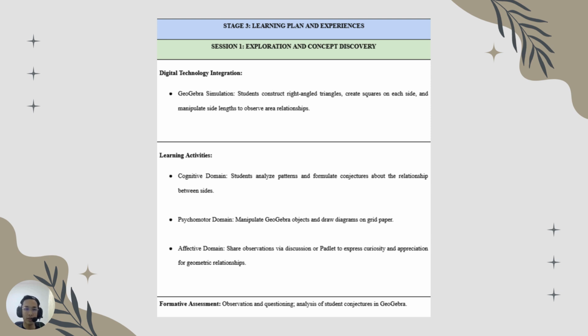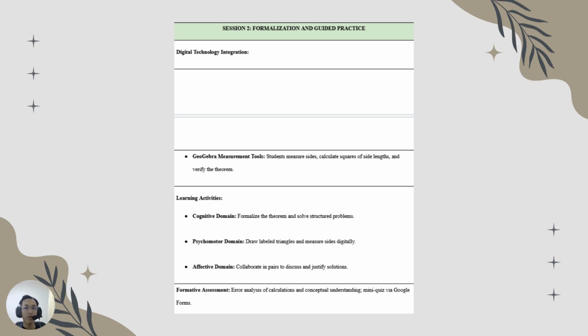the teachers, the assessors should use digital technology integration, which is GeoGebra simulation, and ask students to construct right angled triangles and create square on each side and manipulate the side lengths. From here, the learning activities are going to coincide with Bloom's domains, which is cognitive domain, psychomotor domain, and affective domain, where students analyze patterns, they can manipulate GeoGebra objects, and share their observations. For formative assessments, assessors should observe and question what the students are doing and do analysis of students' conjecture in GeoGebra. For session two, here is where the formalization and guided practice happens.